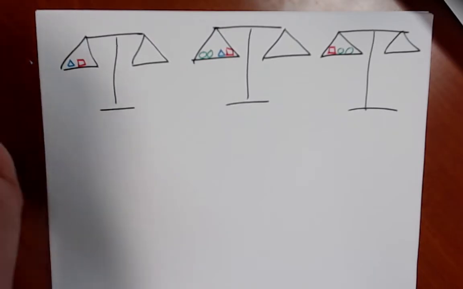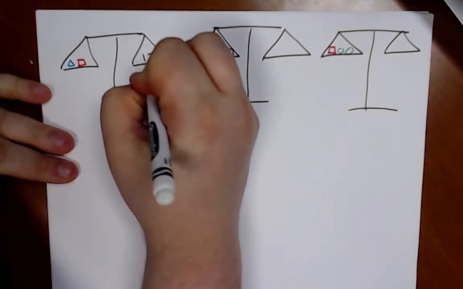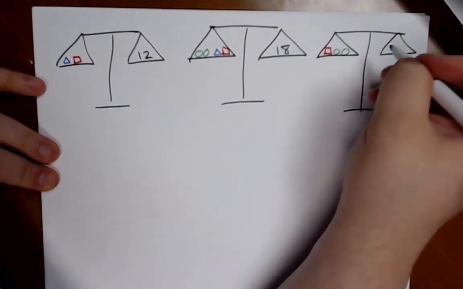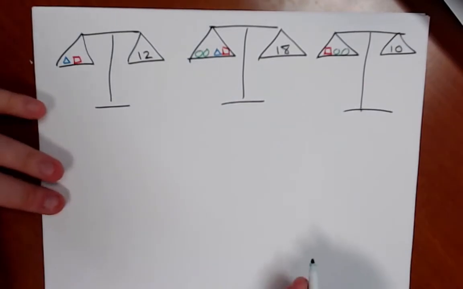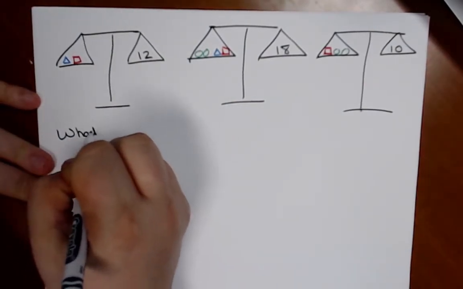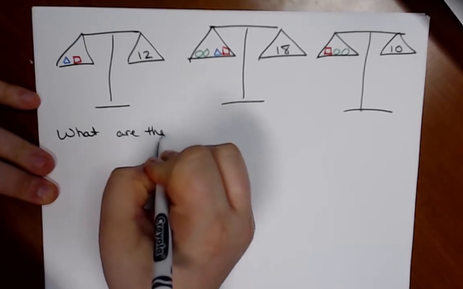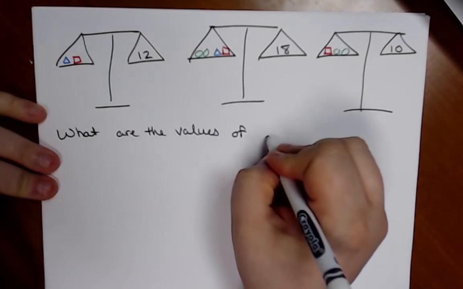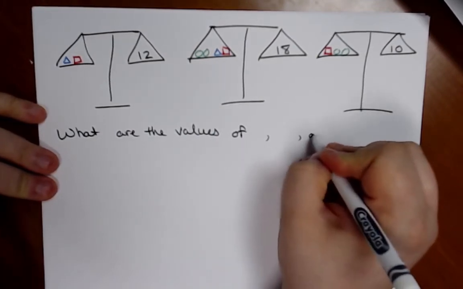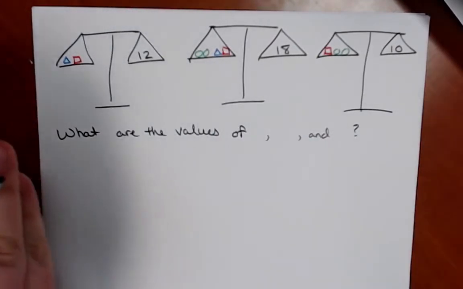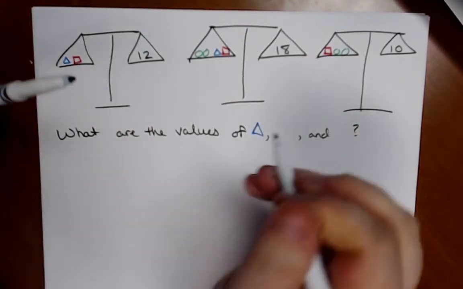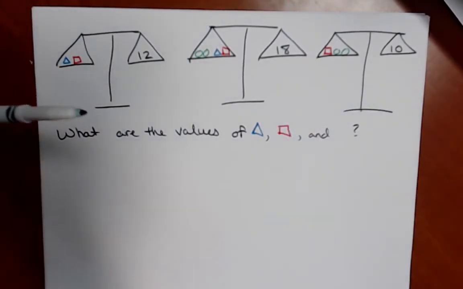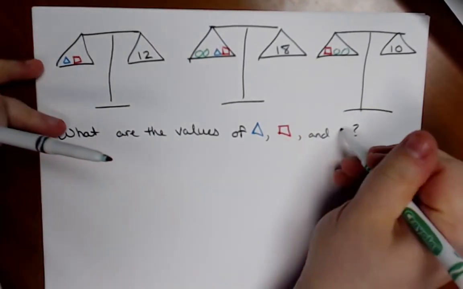And in each case, they're balanced by the number 12. This is balanced by the number 18. And this is balanced by 10. The question reads, what are the values of our triangle, our square, and our circle? So our triangle, our square, and then our circle.